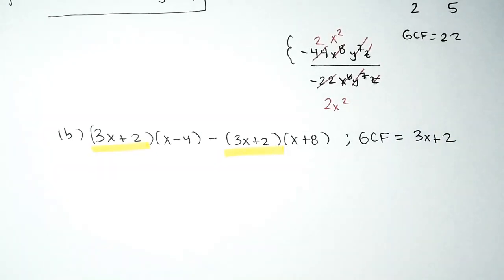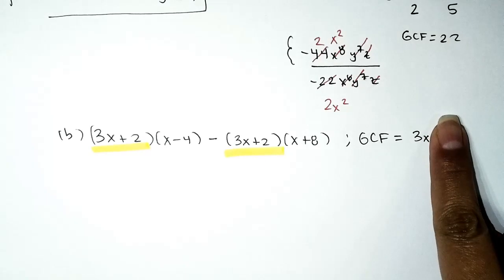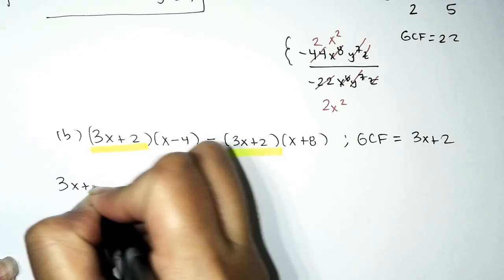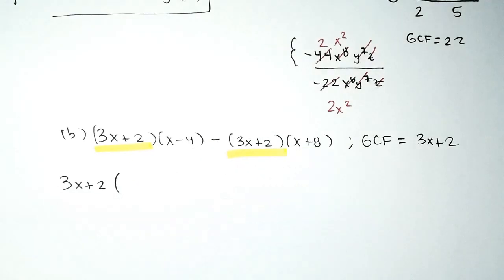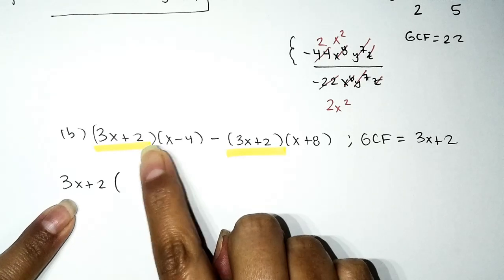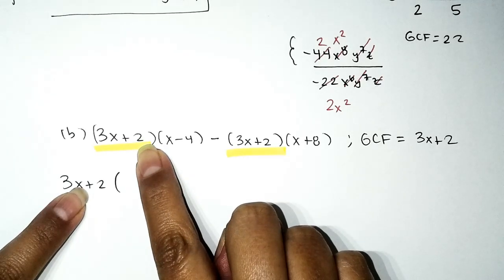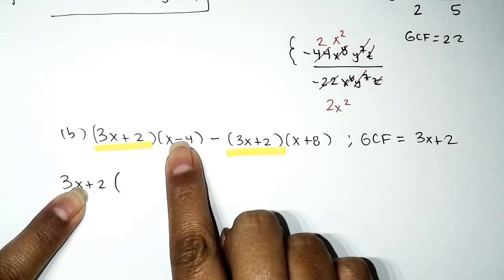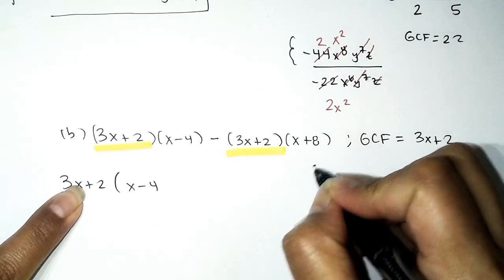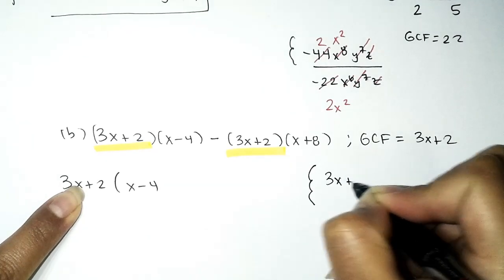So sometimes our GCF is just one term, or sometimes our GCF may be a binomial. It is what it is. Once we have identified the GCF, we're going to factor it or divide it from our expression. So we're going to write 3x plus 2 times whatever we're left with. First product divided by GCF, 3x plus 2 divided by 3x plus 2, they're going to cancel out, and that will leave us with x minus 4. If this is not working for you, let's go ahead and do a thinking area. I'll write out the problem again.